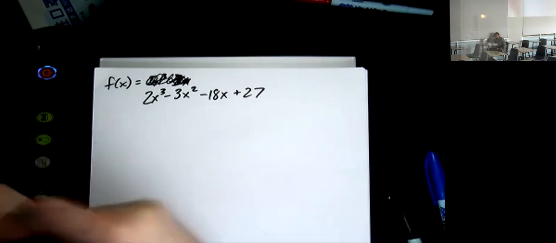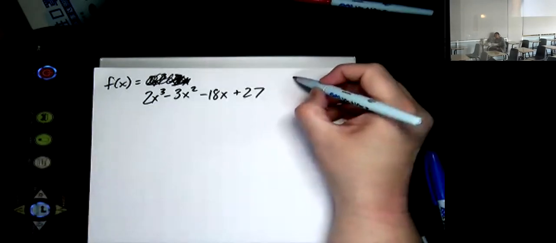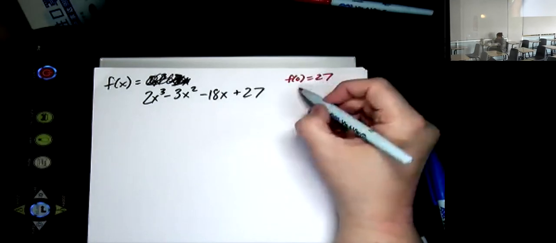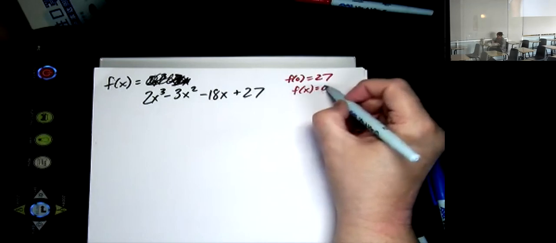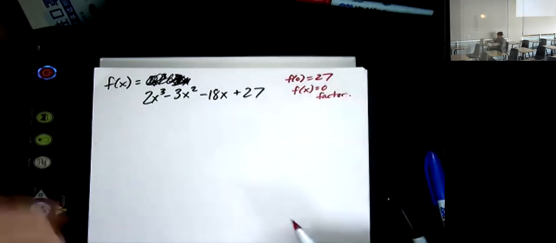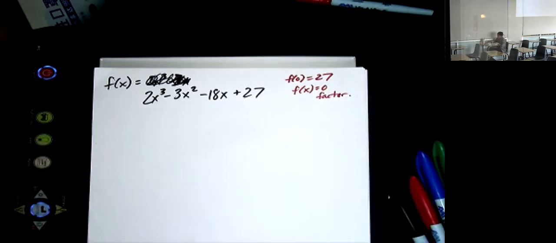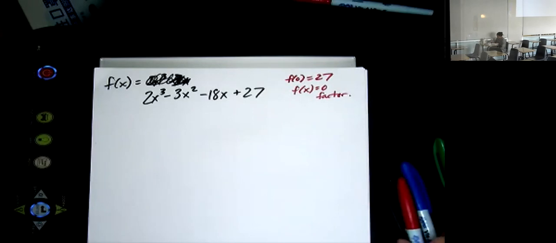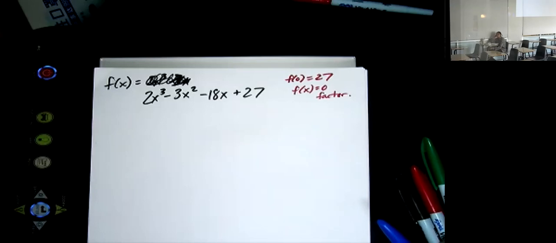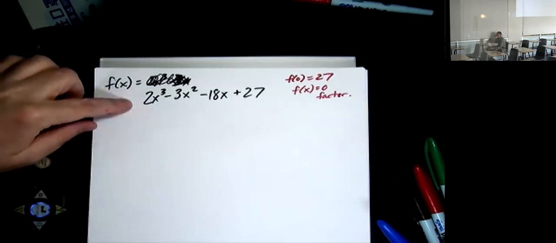So first off, we want to find our intercepts. So f of 0 is kind of easy, 27. Now we want to find where f of x equals 0, which means factor it. There are shorter ways of doing this. We've taught this before. When you have 4 terms, you can try grouping. I'm going to come back to this later and do grouping.